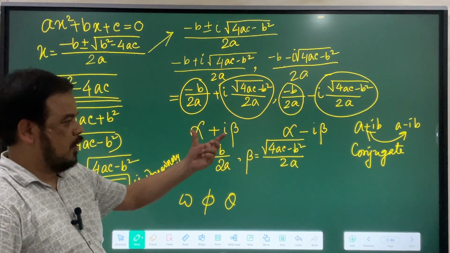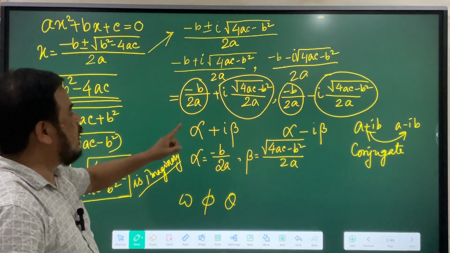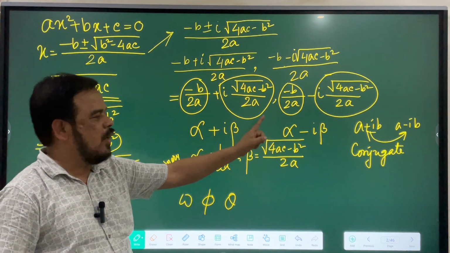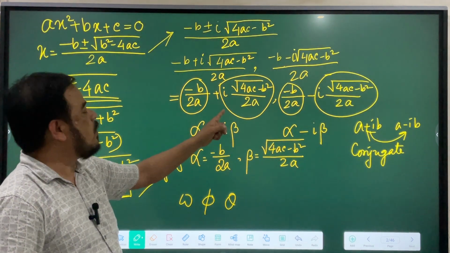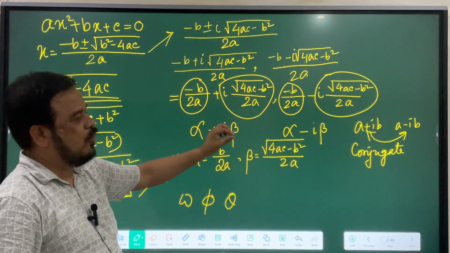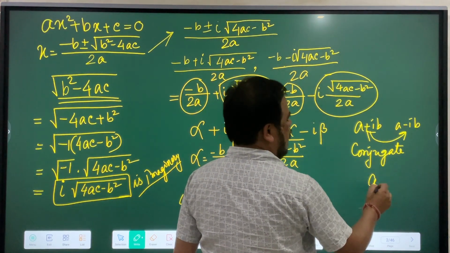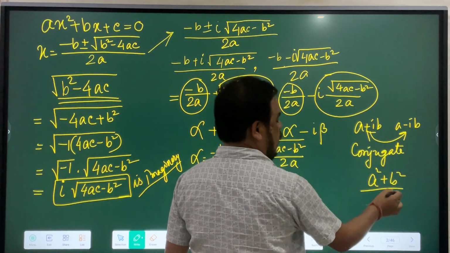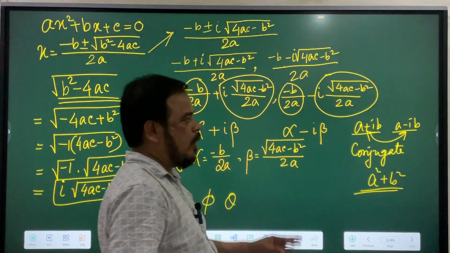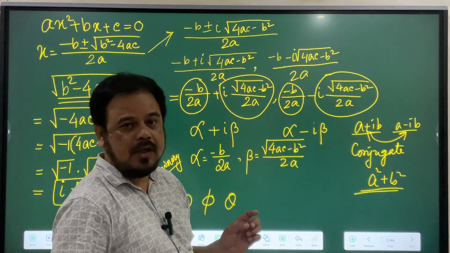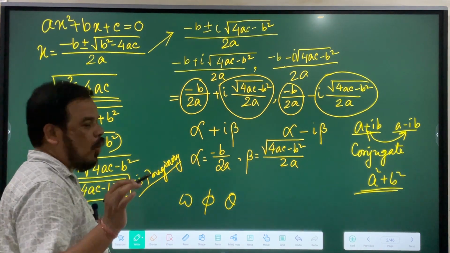So whatever roots we get for this equation, if the imaginary part is there, then one is alpha plus i beta, the other is alpha minus i beta. Whatever you get in place of alpha and beta, you don't have to worry. The calculation will be very easy, because while multiplying these two, we can directly write a square plus b square. When we multiply two complex numbers conjugate to each other, we can write this directly. We got that already.